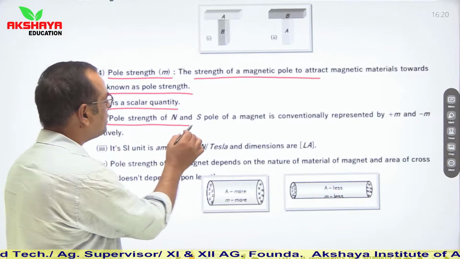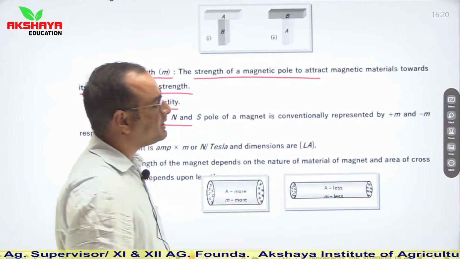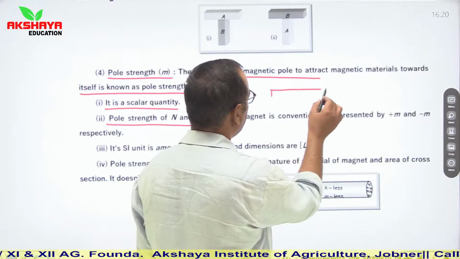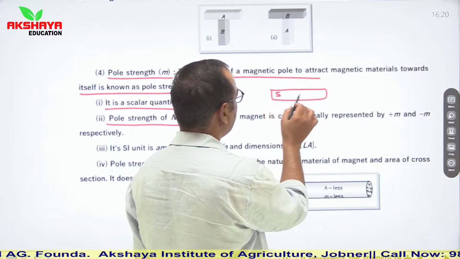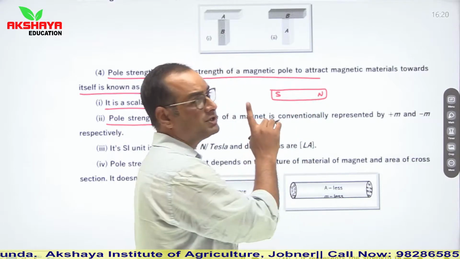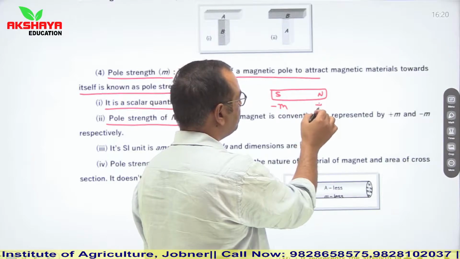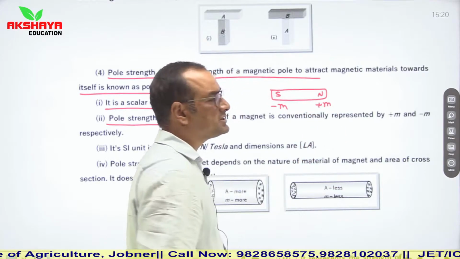Pole strength of the north and south pole of a magnet is conventionally represented by plus m and minus m. If I talk about a bar magnet, let us say this is the south pole, this is the north pole. So the pole strength of the south pole is minus m, and for the north pole it is plus m. This is the general representation.